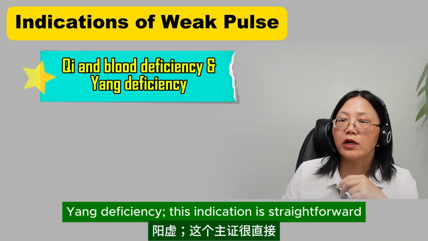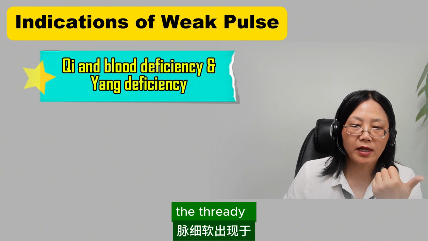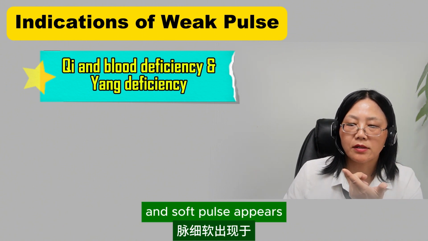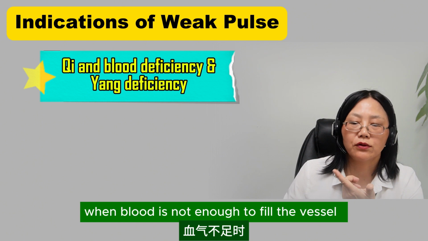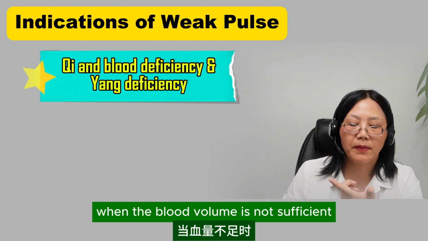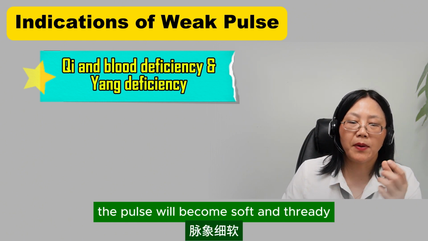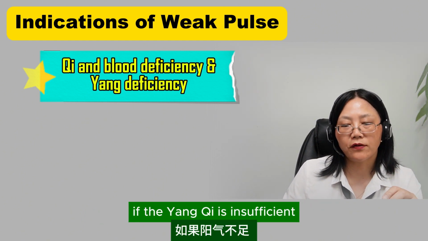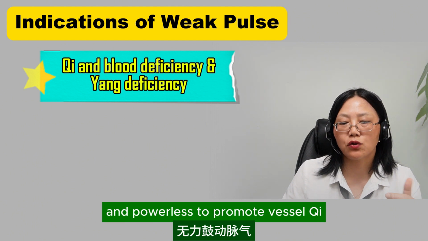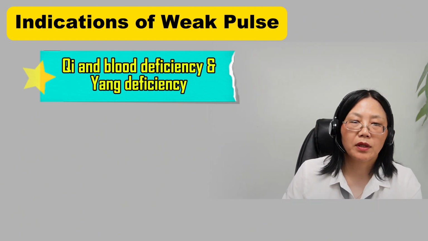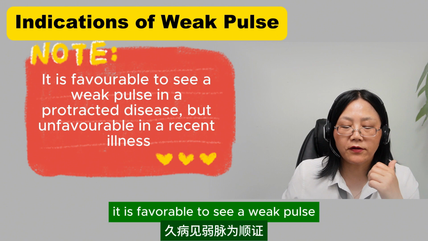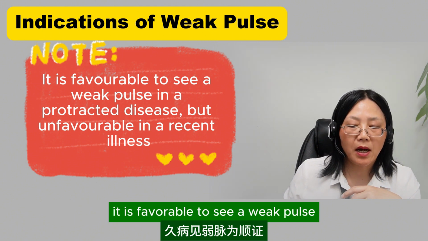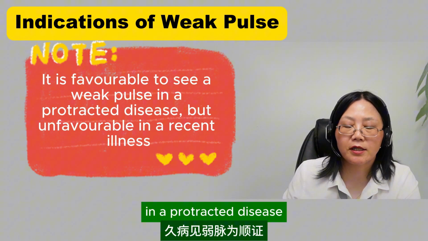This indication is straightforward. The thready and soft pulse appears when blood is not enough to fill the vessel. When the blood volume is not sufficient, the pulse will become soft and thready. If the yang qi is insufficient and powerless to promote vessel qi, the pulse is deep. It is favorable to see a weak pulse in a protracted disease.